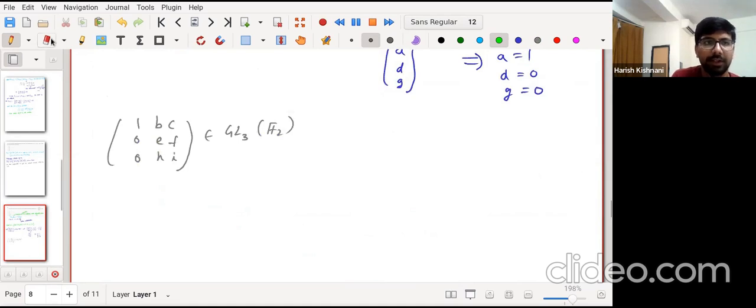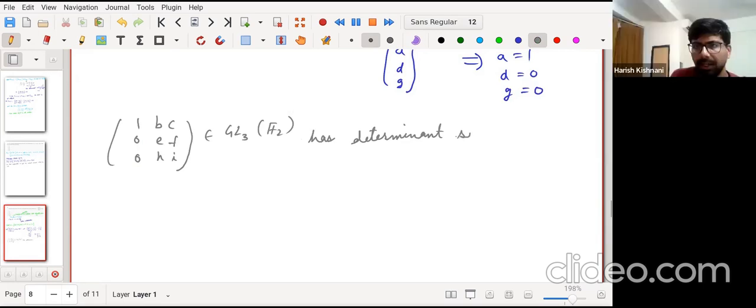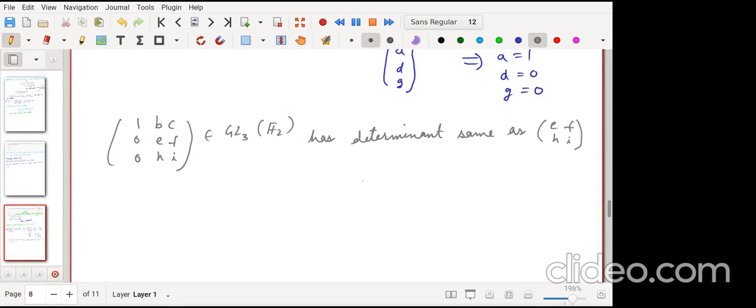So what is the determinant of this matrix? It is E times I minus H times F. Or I can simply write that it has the same determinant as this submatrix E F, H I.